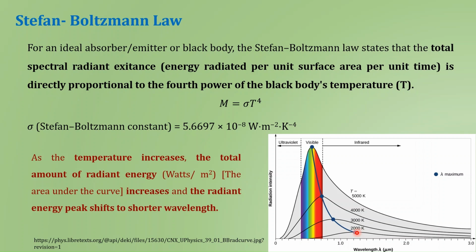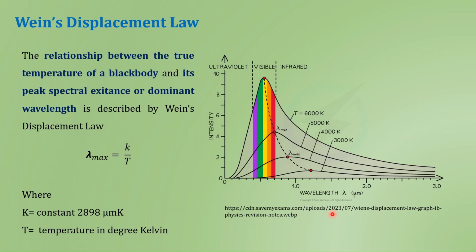The wavelength at which these objects have the maximum emission can be determined using Wien's displacement law, which states that the relationship between the true temperature of a black body and its peak spectral excitance or the dominant wavelength can be described by this formula: lambda max is equal to k by T. Now this k is a constant, having the value of 2898 micrometer Kelvin, and T is the temperature in Kelvin. So the higher the temperature, the more the dominant wavelength will be towards the shorter wavelength.